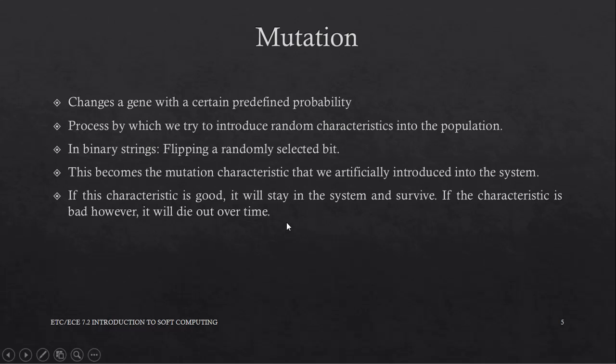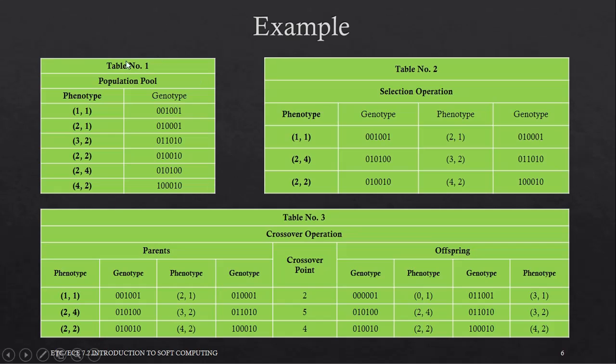Let us now summarize the contents that were covered in this video with a simple example. What you're seeing here in table number 1 is the population pool, represented by the phenotype and the genotype. The phenotype 1,1 is the genotype 001001. The phenotype 2,1 is given by 010001. The phenotype 3,2 is given by 011010. 2,2 is given by 010010. 2,4 is given by 010100. 4,2 is given by 100010. This is the population pool. These are the individuals in the population.